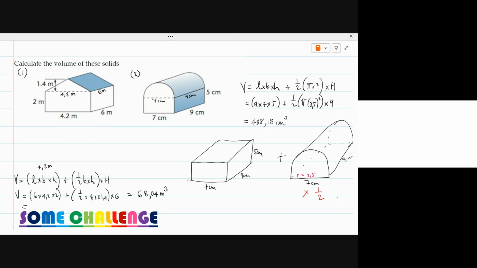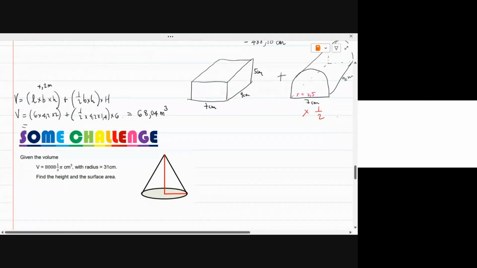Let's have a look at a challenge question. It's not even that challenging. So it says here, we are given the volume V is equal to 808 and a third pi centimeters cubed with a radius of 31 centimeters. Find the height and the surface area. We're going to run out of time, so let's maybe not do the surface area today. Let's look for the height at least.